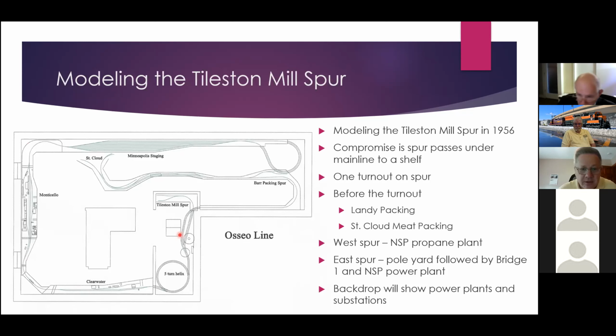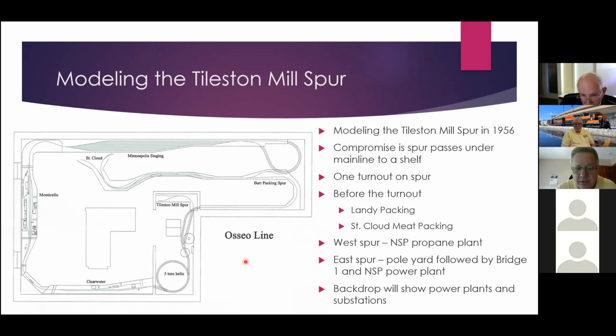And I have added the Tileston Mill spur to my layout. It's the last thing going in. It comes off the main line in the utility area and comes down around. So I will have Landy Packing here, St. Cloud Meat Packing here. In this area is where we'll have the pole yard, the propane plant, and then the coal unloading. The only thing in my case is I had to tuck the line underneath the main line, because the main line curves out into another room.